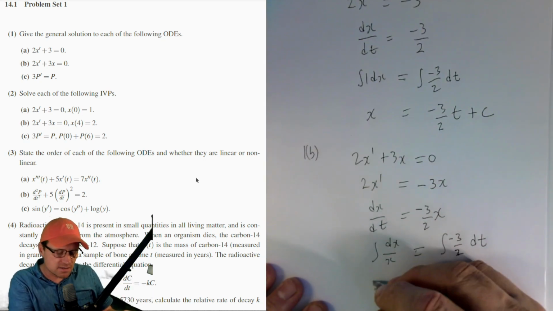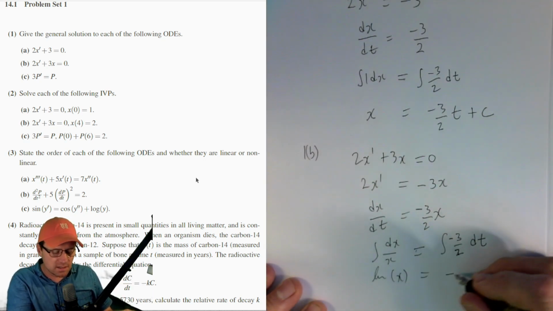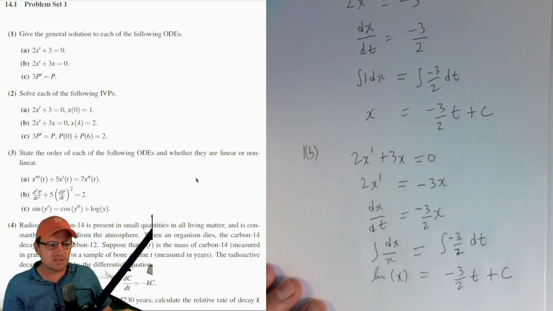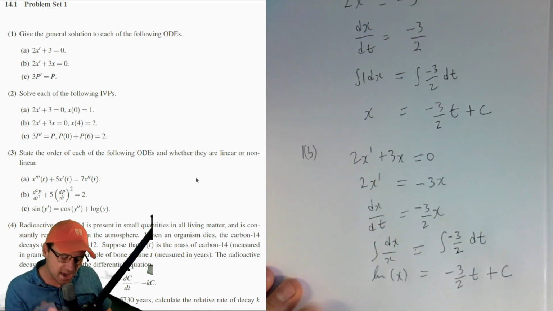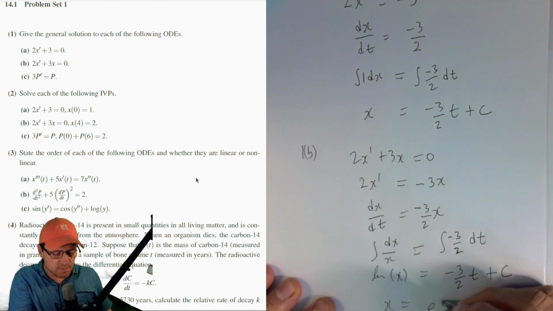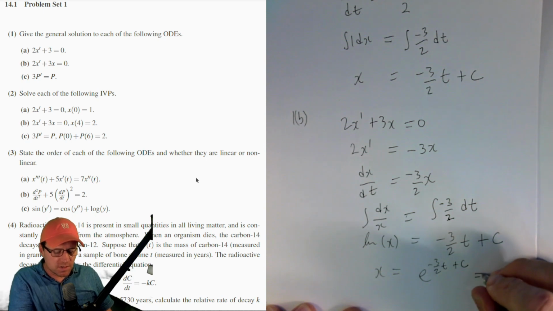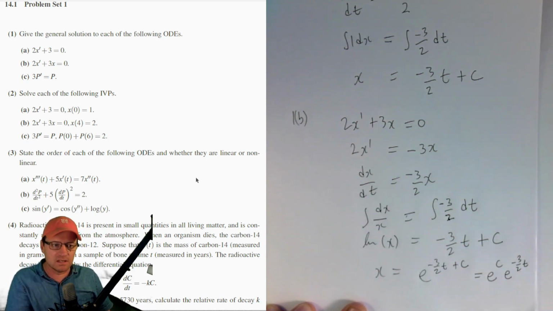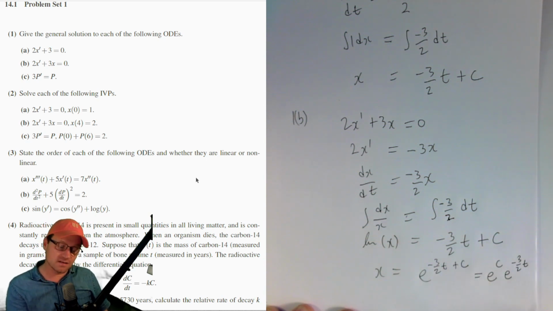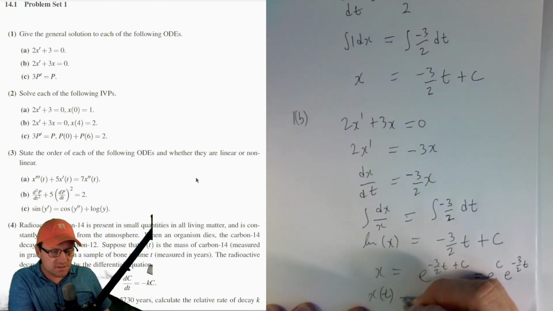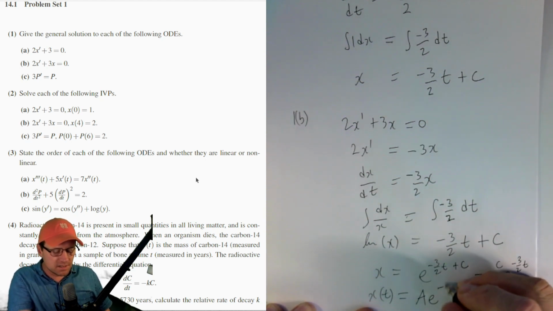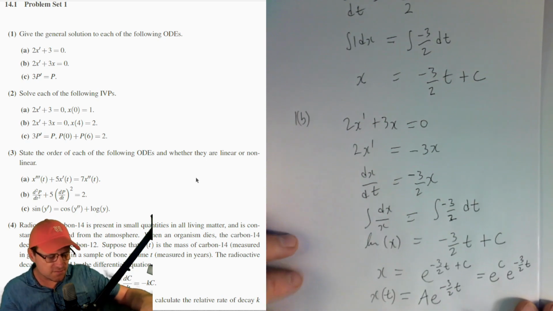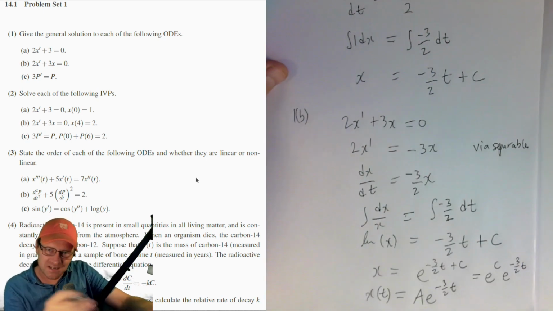The left-hand side is the natural log of x, and the right-hand side is -3/2 t + c. Now we just have to solve this for x. So x is equal to e to the power of (-3/2 t + c). Using exponent rules, we can break this up as e^c times e^(-3/2 t). Now, c is a constant, so e^c is a constant. Let's name that a. So we have x as a function of t: x(t) = a e^(-3/2 t). That's via separable methods, because it is a separable equation.